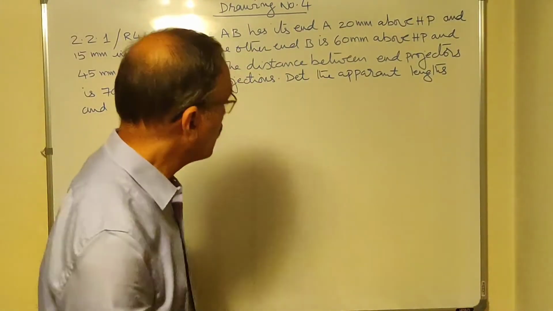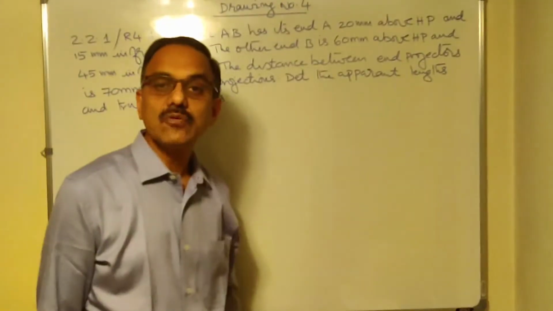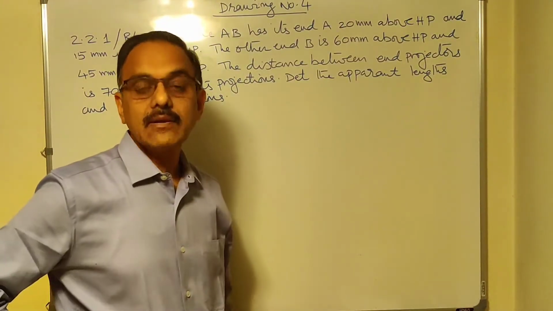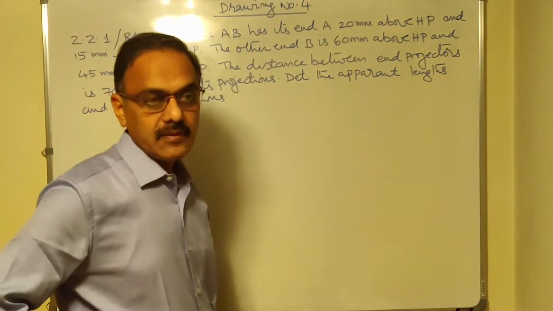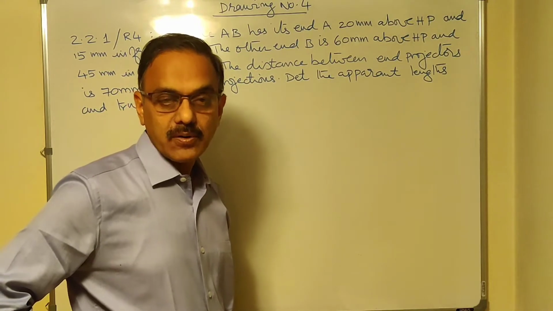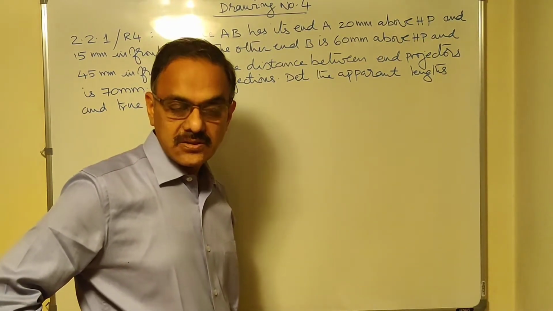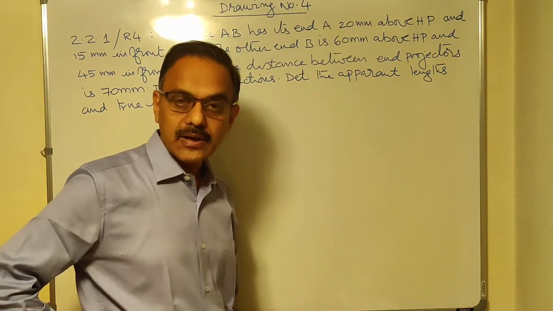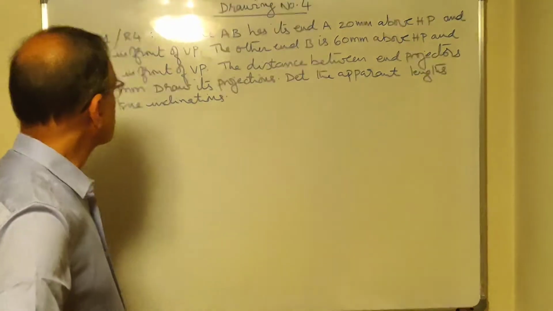So now we are moving on to drawing number 4. Drawing number 2 was on projection of points. Drawing number 3 is an assignment to you. Now this is drawing number 4. Under drawing number 4, I think you have 5 problems. So let us see what we can do in this video. How many problems can we complete in this video? Let us see. The problem goes like this.